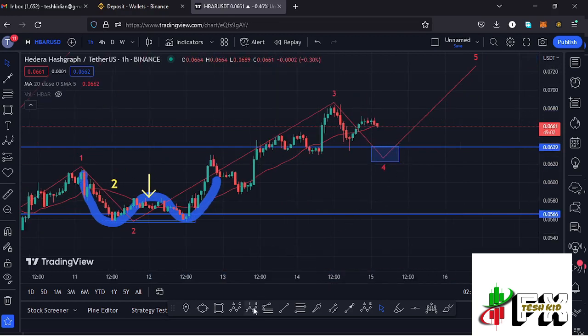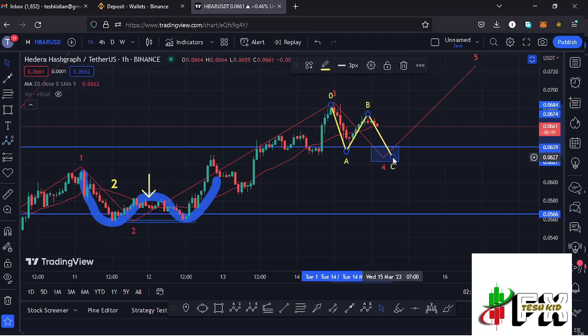And I'm also expecting to see an ABC corrective structure play out, and I believe we are seeing such a scenario having this as the wave A. Then this might be the move giving us the high for that wave B before we can see one more leg down into this blue target area in the formation of that wave 4 to the lower side.